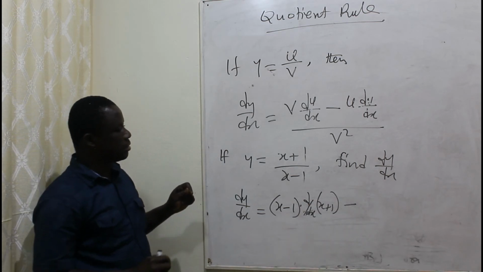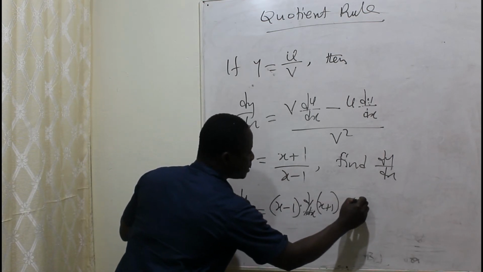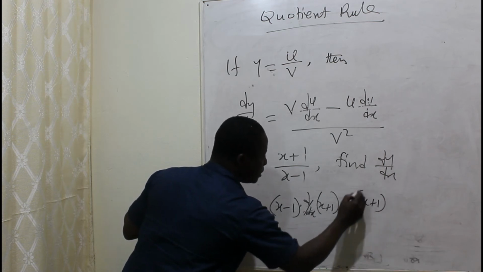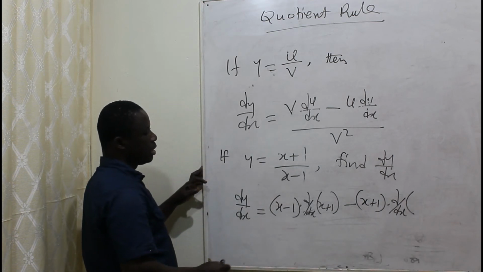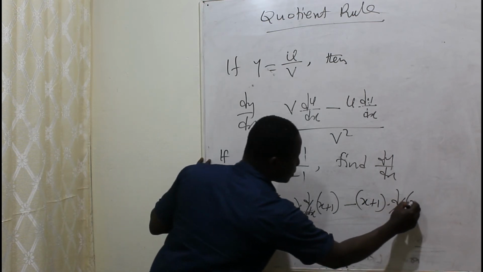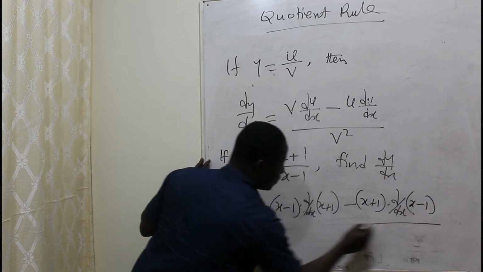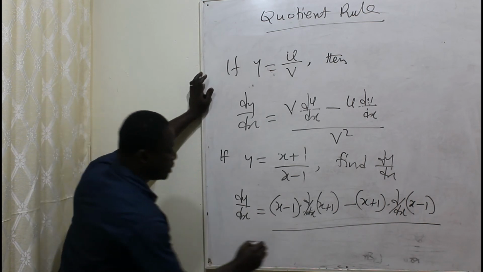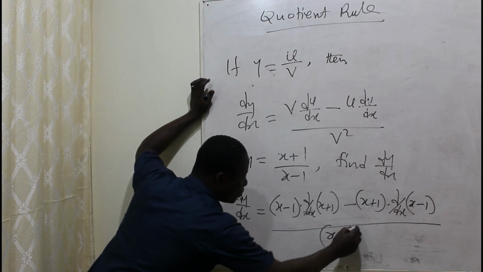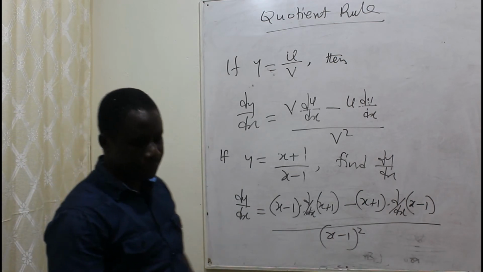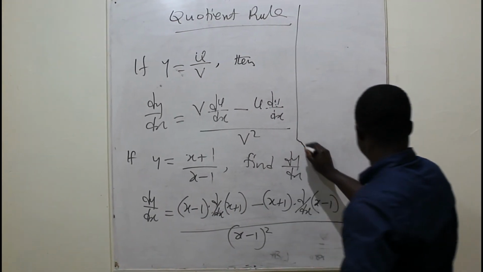Then the rule says you have to now maintain the numerator, which is x plus 1. Then you find d/dx, that is, you differentiate the denominator, which is x minus 1. Then all divided by the denominator squared, which is (x minus 1) all squared. Good. We can finish it here.